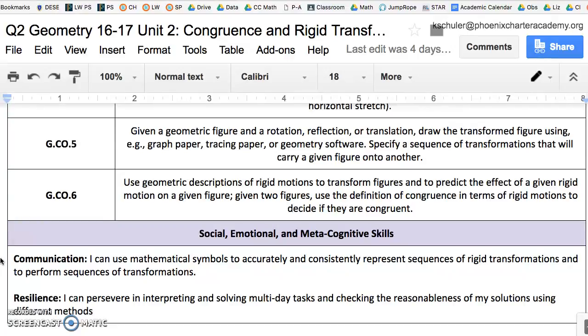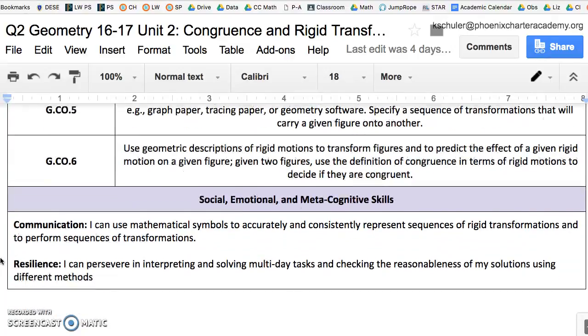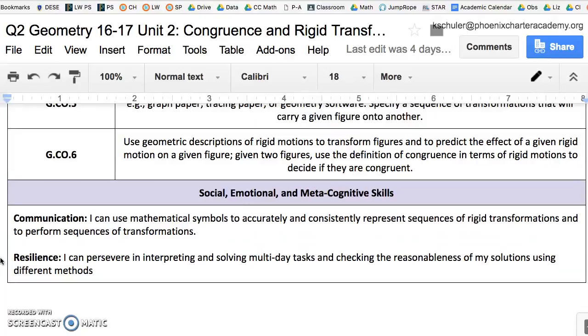Within communication, we're going to be thinking about our mathematical symbols and how we perform these accurately and consistently to represent our sequences of rigid transformations, as well as to perform the sequences of transformations. With resilience, we're going to be thinking about how you are persevering in interpreting these multi-day tasks, as well as checking our reasonableness using different methods. Every day, you're going to have a different set of tasks and then you are going to be doing a reflection on your communication and resilience skills that you employed while you were working on your QPA.